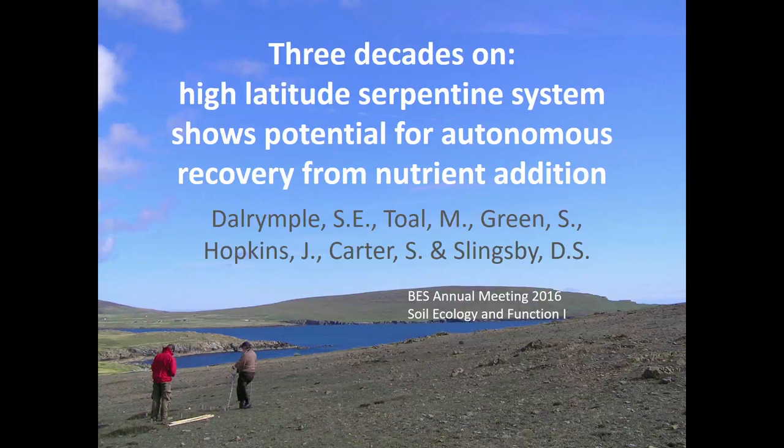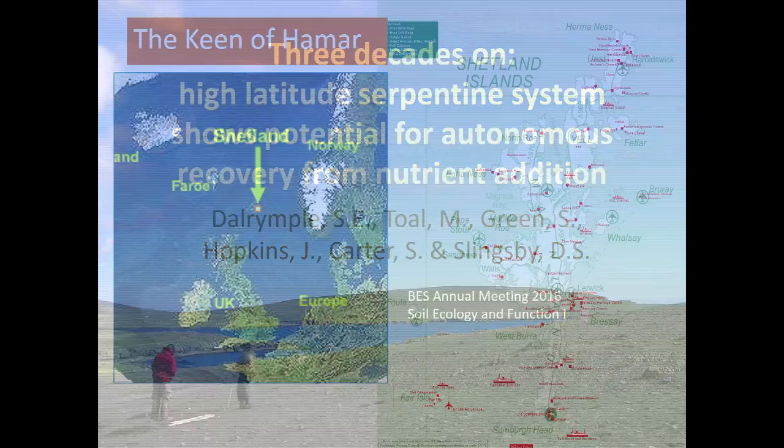I've been involved for the last 10 years in this study, generally looking at the rare plants on the Keen, as well as the nutrient addition experiment I'm going to be talking about today. But David Slingsby, who's pictured there, set up the experiments in 1980. He started it, so it's a really great example of a long-running ecological data set.